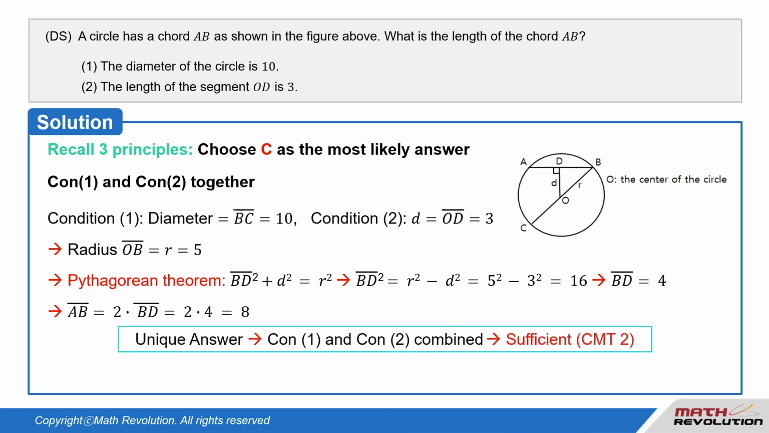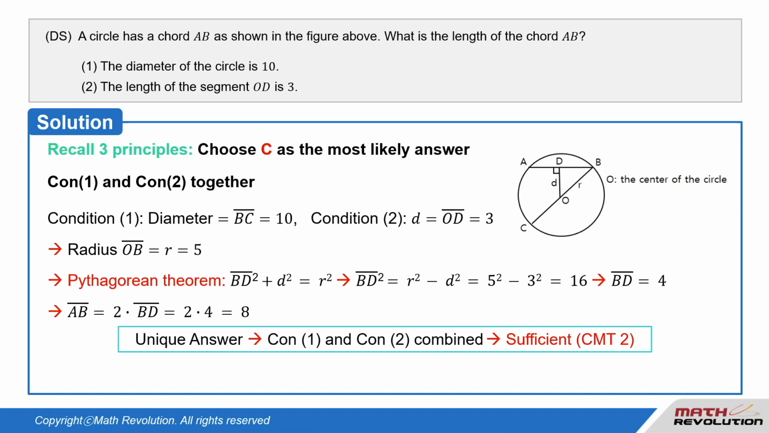This solution is unique, so conditions 1 and 2 combined are sufficient by CMT2, which means the number of answers must be 1. The answer is C because a right triangle has two variables. A triangle has three variables, but a right triangle has one equation built in because one of its angles is 90 degrees. Remember this exception to the rules we've talked about in this lesson.